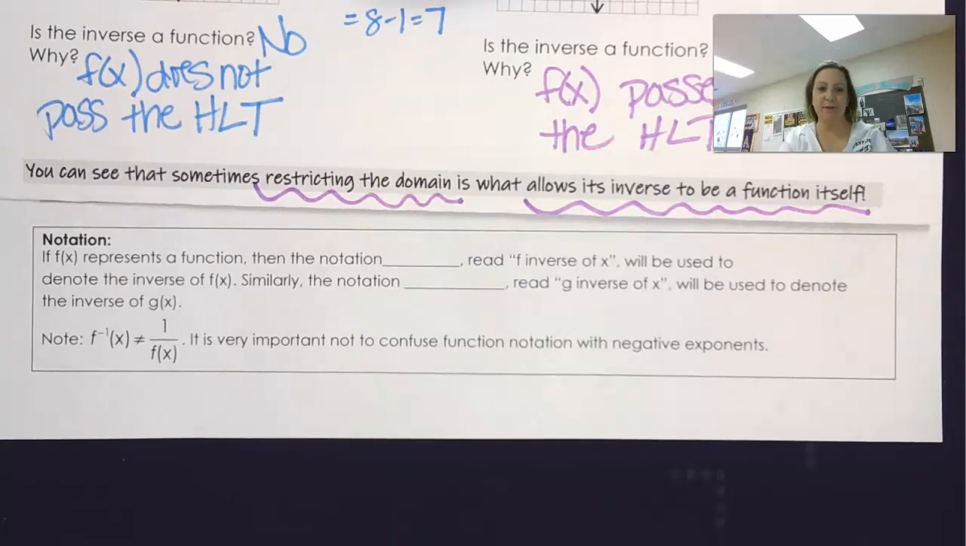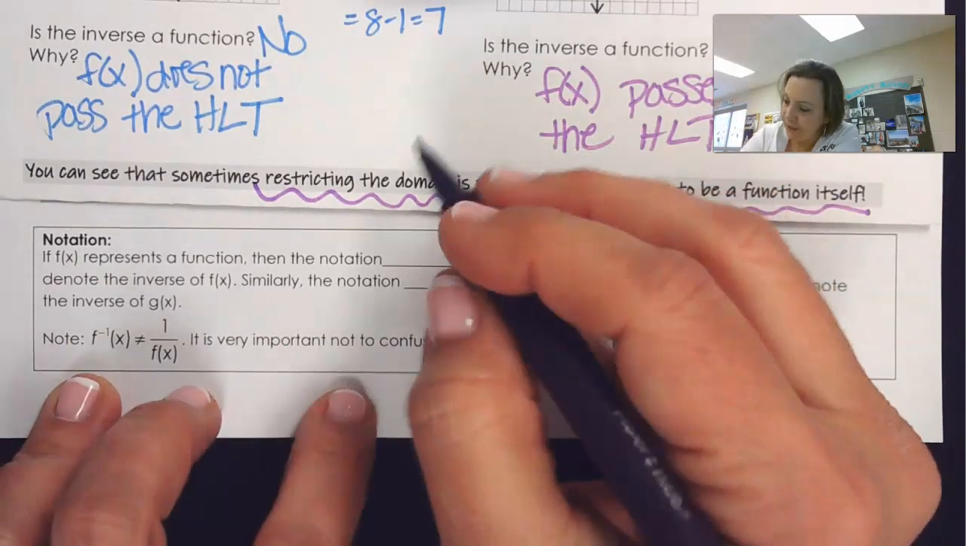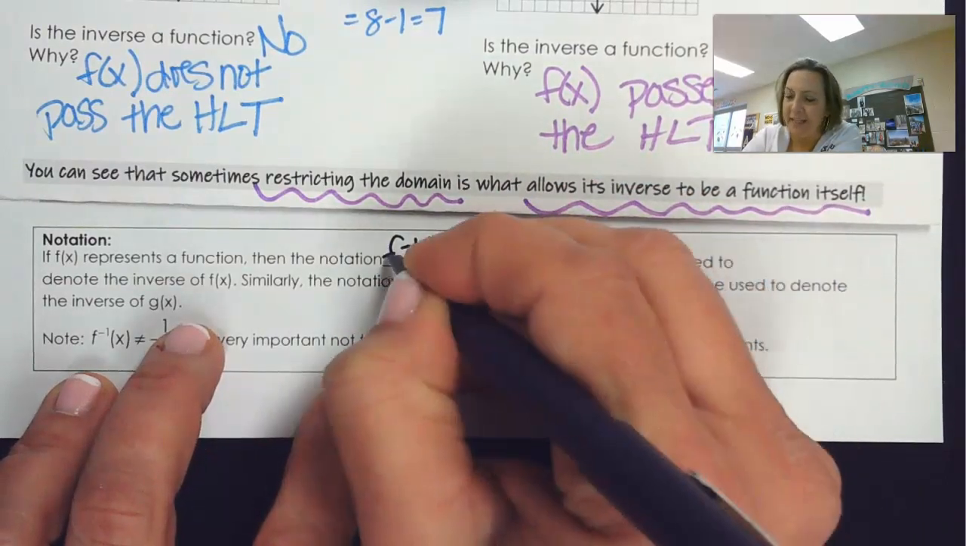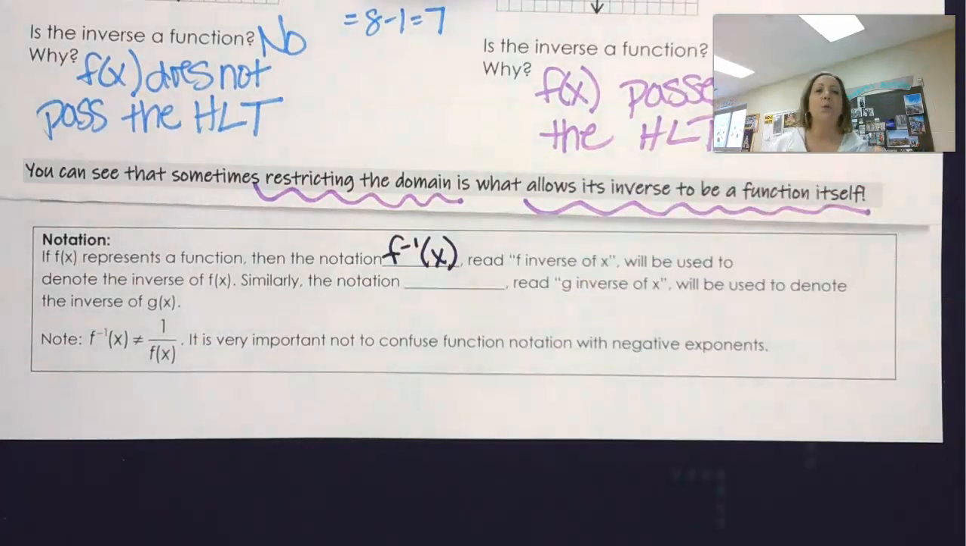Continue talking about finding an inverse function today. One thing before we get started is I just want to reiterate the idea about inverse notation, okay? Let's say that f of x represents a function. Then this notation, f, which looks like f to the negative 1 of x, but again, it's read f inverse of x, will be used to denote the inverse of f of x, okay?